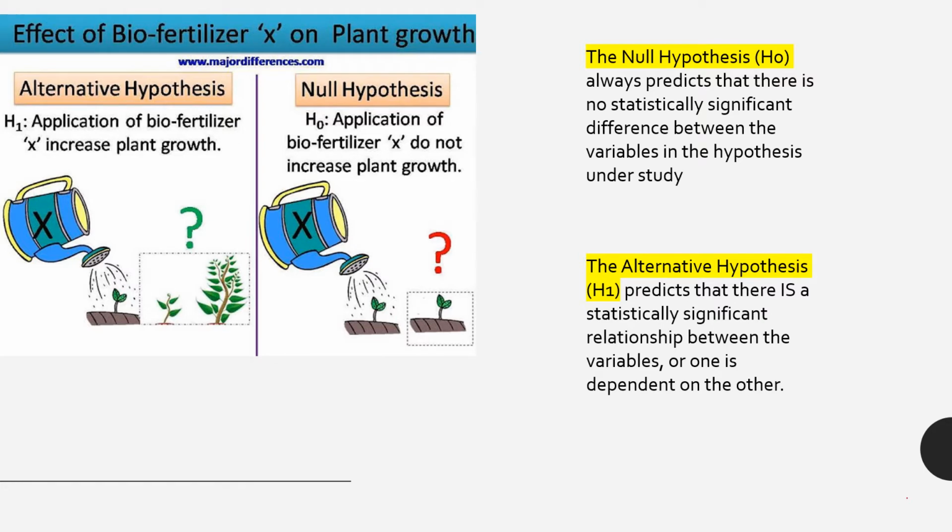Okay, so that's specific because it's relating to very specific variables, application of biofertilizer and growth of a plant. And we're stating that there is going to be an effect on the growth of the plant. Okay, so very specific, very measurable.